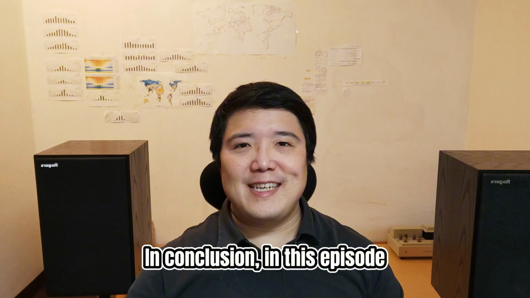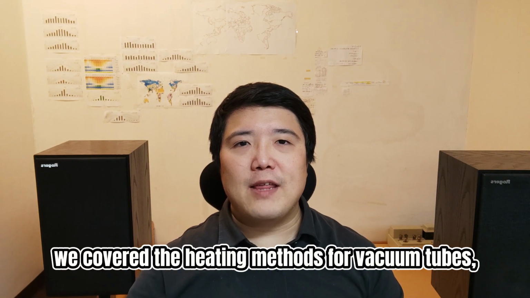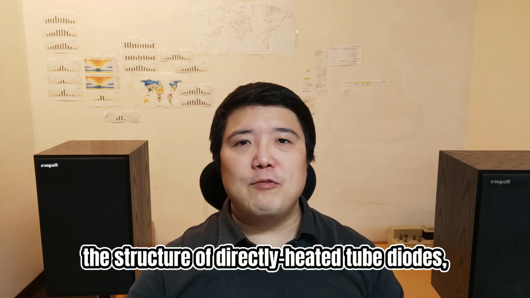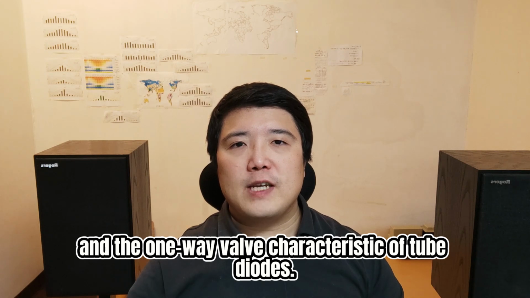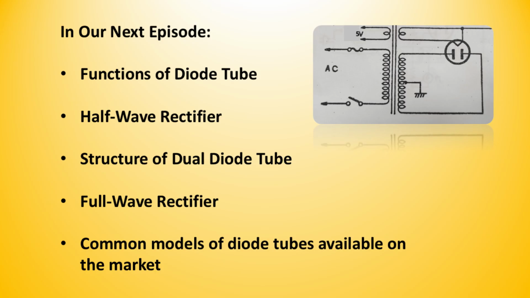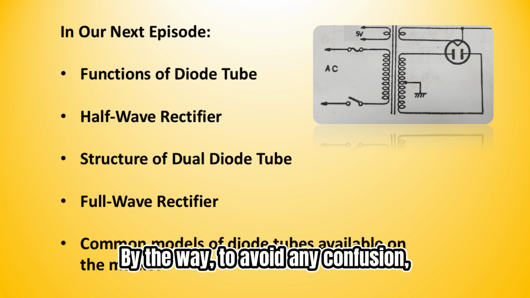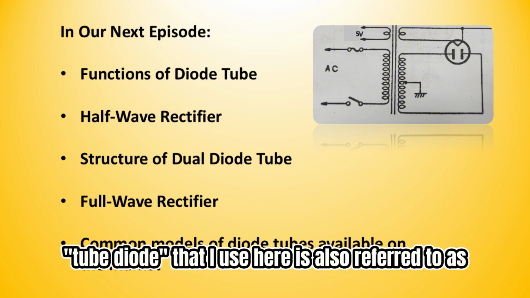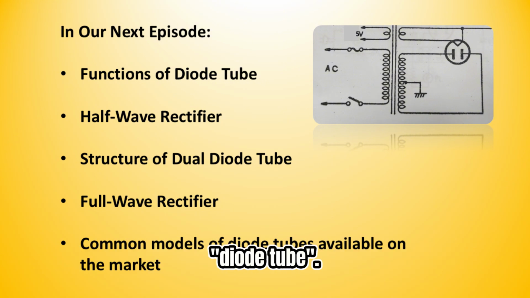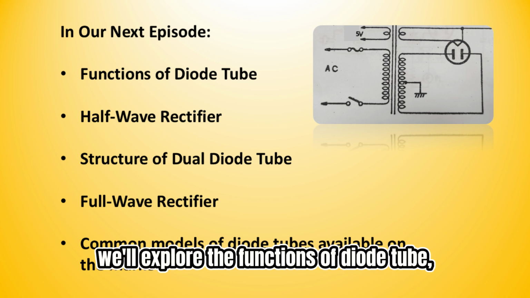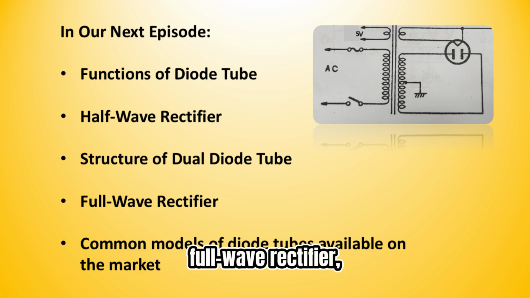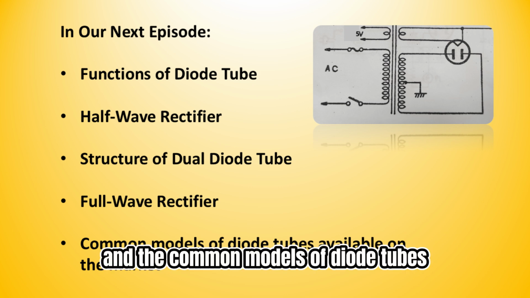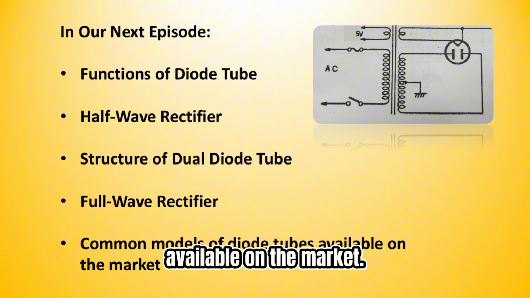In conclusion, in this episode, we covered the heating methods for vacuum tubes, the structure of directly heated tube diodes, the symbol for tube diodes, and the one-way valve characteristic of tube diodes. By the way, to avoid any confusion, the term tube diode I use here is also referred to as diode tube. In the next episode, we'll explore the functions of diode tube, half-wave rectifier, the structure of dual diode tube, full-wave rectifier, and the common models of diode tubes available on the market.